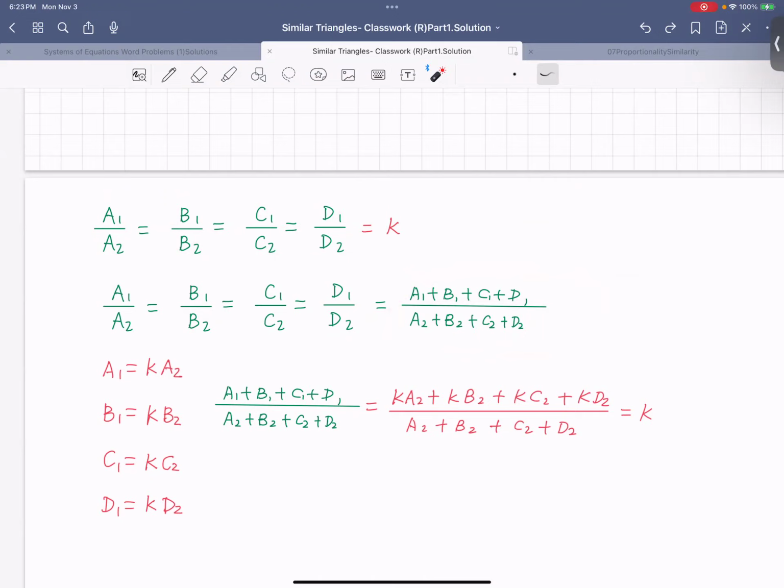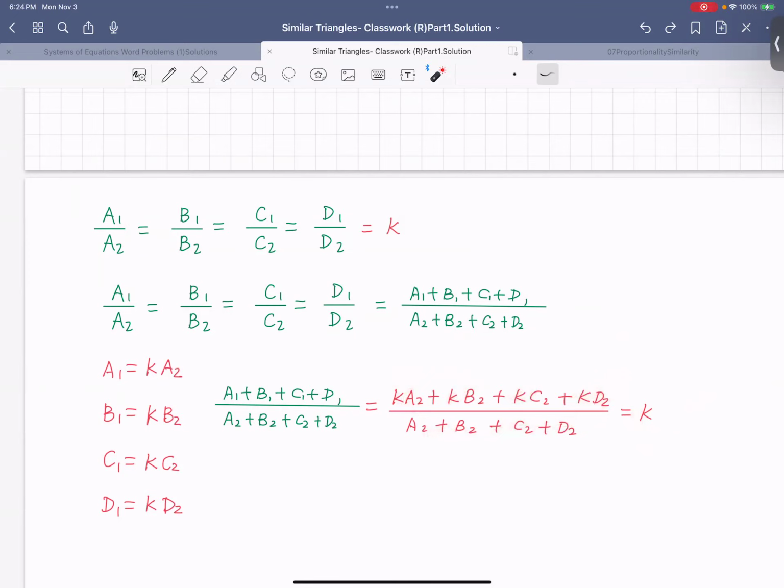Because you can say this equals K. So A1 equals K times A2, B1 equals K times B2, C1 equals K times C2, D1 equals K times D2. So you have all this together, and then the K can be taken out. If the K is taken out, then this is A2, B2, C2, D2. That over that is 1. So this is K.